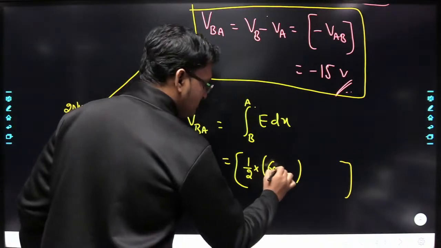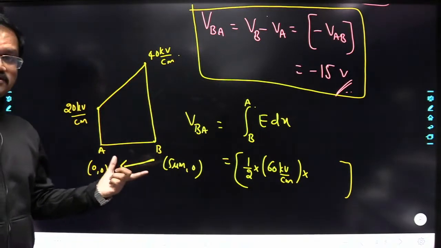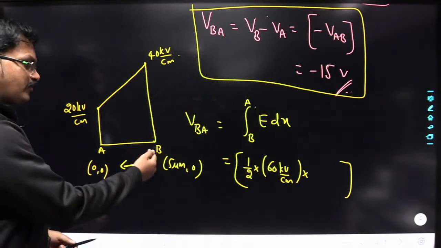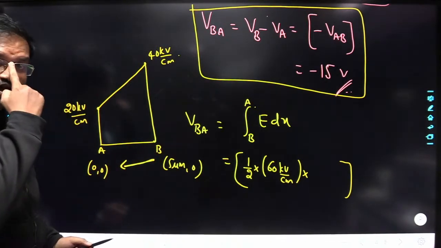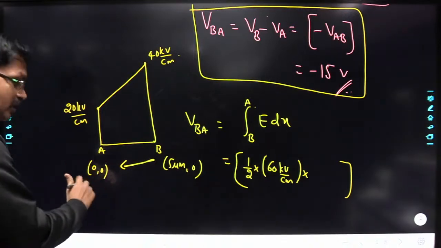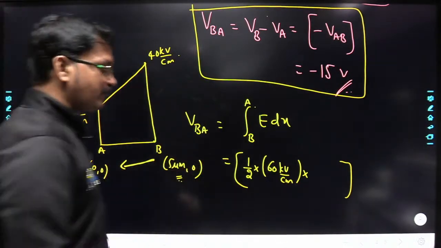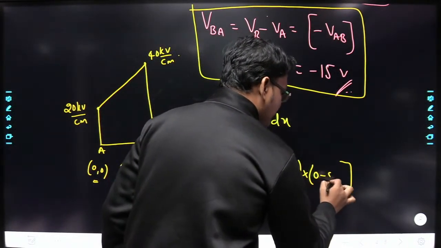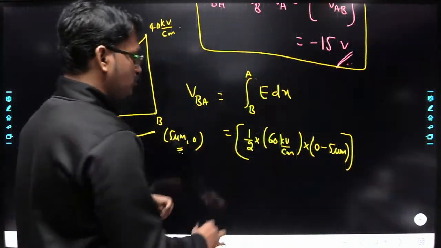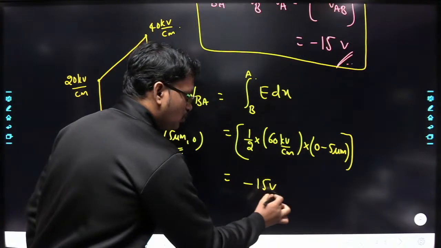So it is going to remain the same, that is 60 kilovolt per centimeter, multiplied by the change in base. Moving from B to A, the change in base is the final value minus the initial value. The final value is 0 and the initial value is 5 micrometers, so the change in base is 0 minus 5 micrometer. Then you are going to get the same result, finally minus 15 volts.